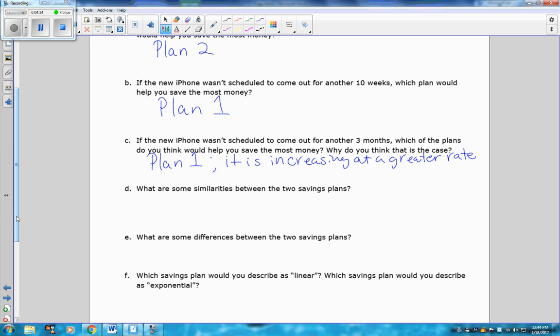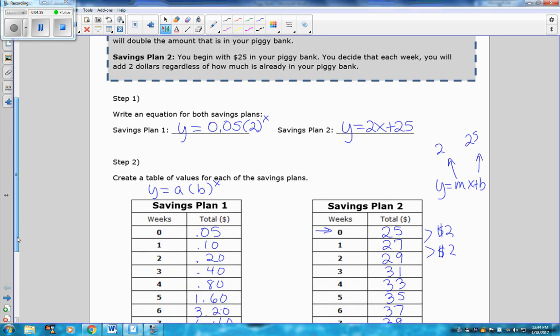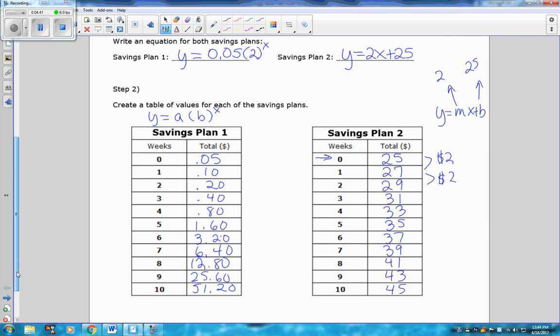What are some similarities between the two savings plans? Okay, what do they have in common? Well, both of them are increasing. That's what they would have in common.